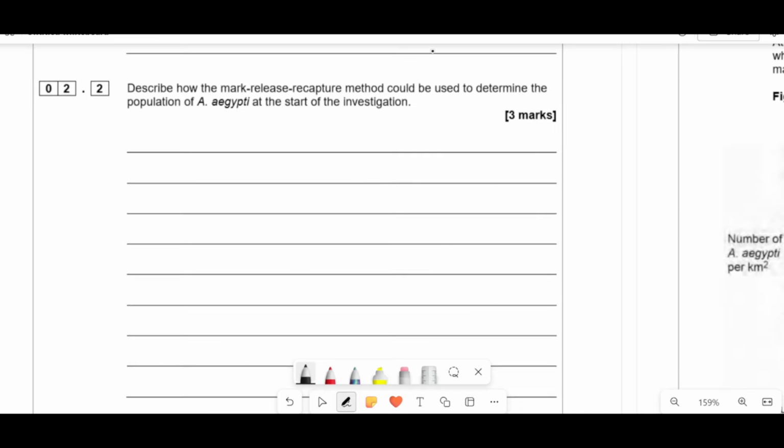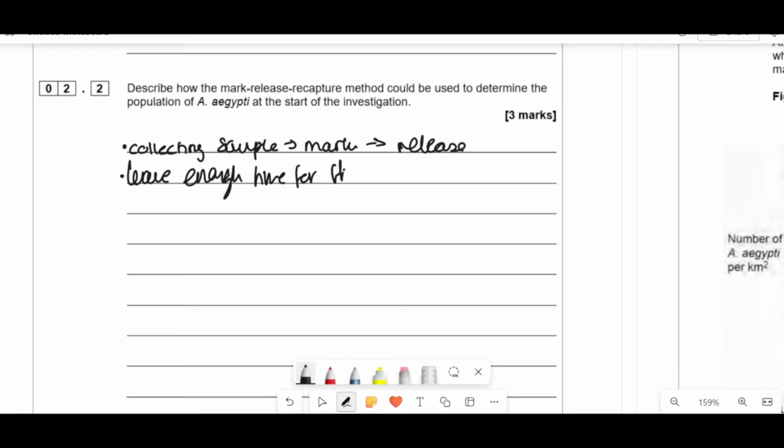Bye-bye. Now it says, describe how the mark release recapture method can be used to determine the population at the start of this investigation. So what we need to do is go and say all of the things that we do. So when you're doing a mark release recapture, what you're doing is you're collecting a sample of mosquitoes, you mark them, and you release them. Right? That's the first step.